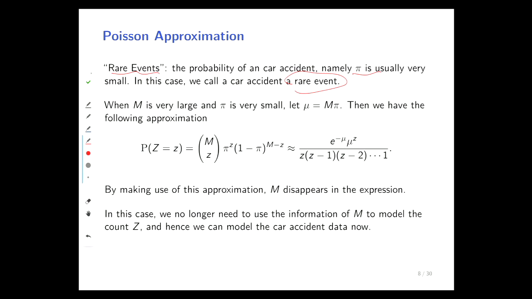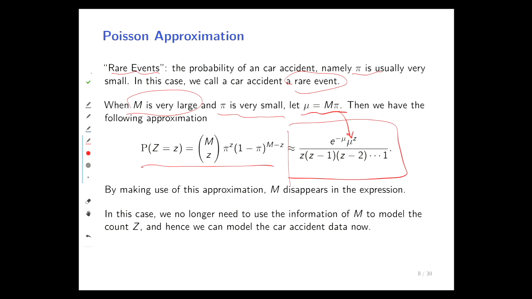And if we have this situation, if pi is very small, so that means it's a rare event, and also M is very large. So in this case, we can define mu equal to M times pi. We will find that this binomial distribution can actually be approximated by something different, by using this mu.